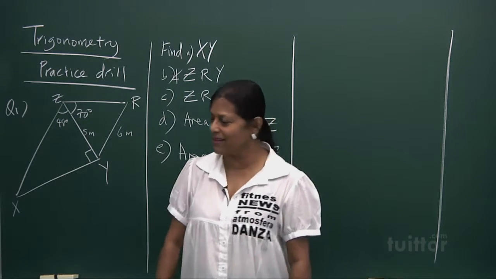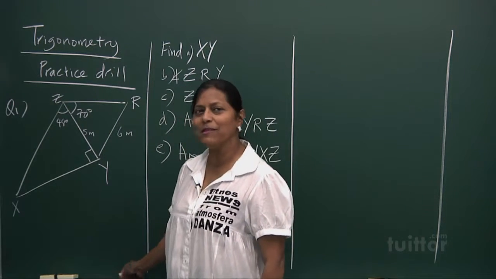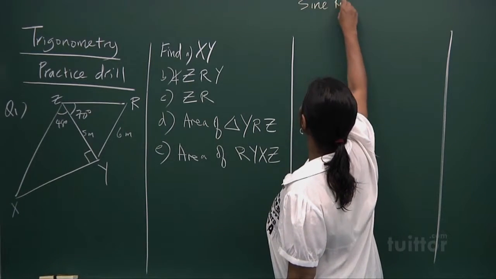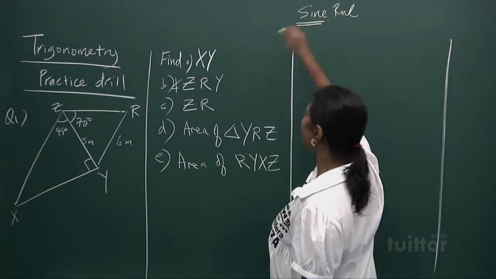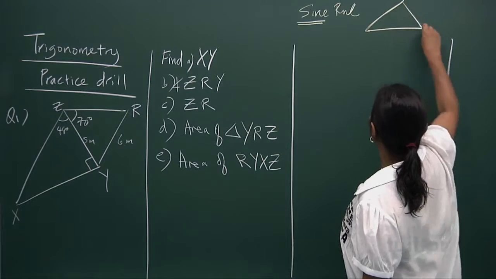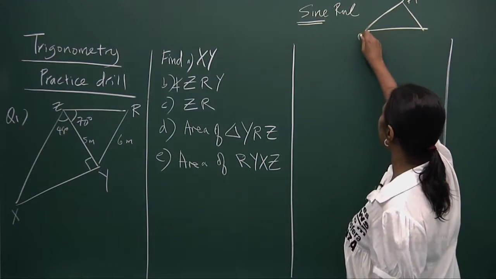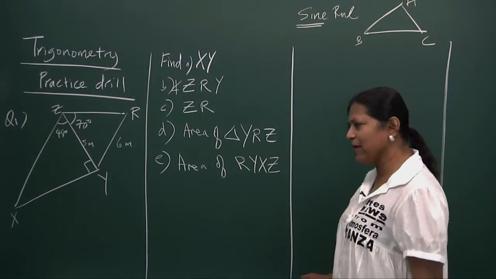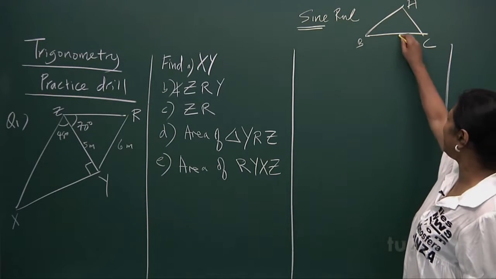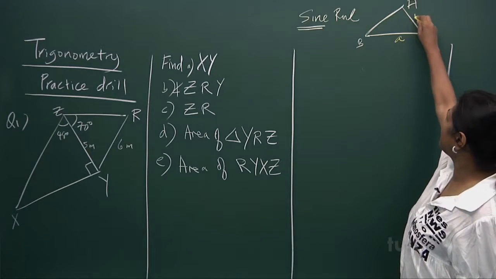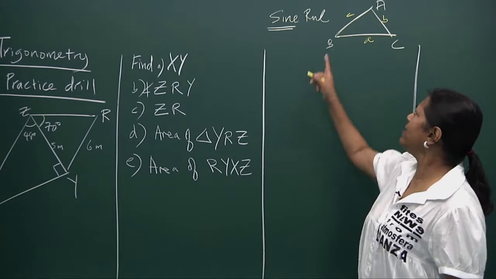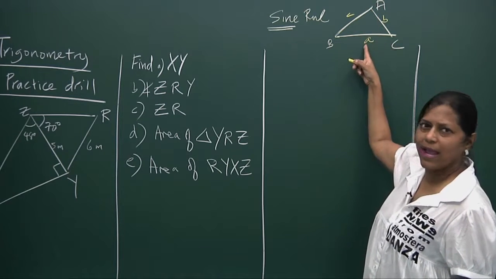Remember what Miss Sine is all about? What did she tell you, Miss Sine? I call Miss Sine, actually it's a sine rule. Remember what she did? If you have a triangle ABC, it's very good to visualize it. A is facing A. B is facing B. C is facing C. We learned that sine A over A.